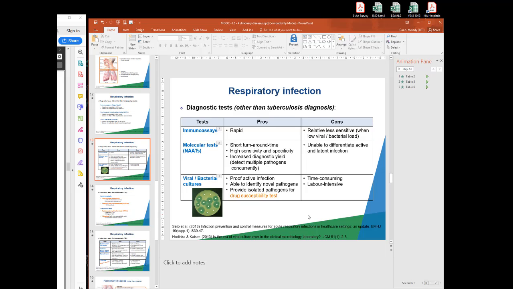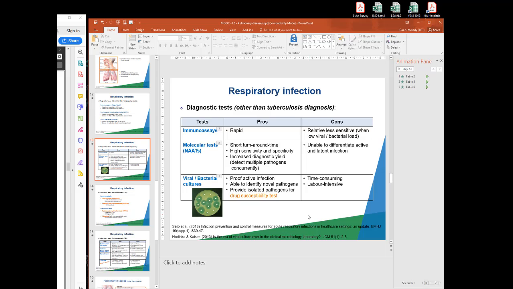Molecular tests can also give you the result in a short period of time. It is highly sensitive and specific, and it can detect multiple pathogens at the same time, which increases the diagnostic yield. However, it can only detect the presence of the DNA or RNA of the pathogen. It cannot differentiate active or latent infection.